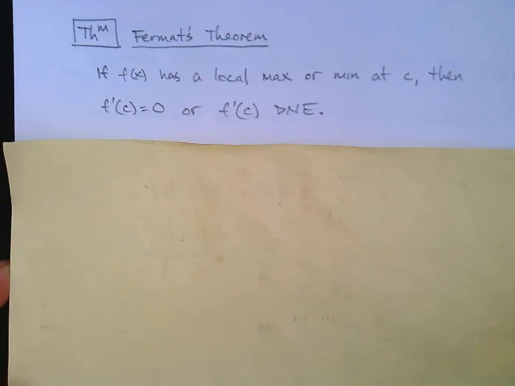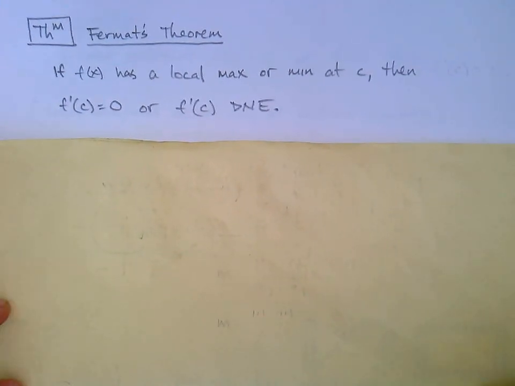We want to develop a way to identify where the local maxes and mins occur. If we can identify where the local maxes and mins occur, that gives us a huge insight into what the graph of a function is doing, even if all we can see is the expression for the function. Okay, so here's a theorem. It's Fermat's theorem. If you've ever heard of Fermat, he's infamous for what's called Fermat's last theorem. This is not that.